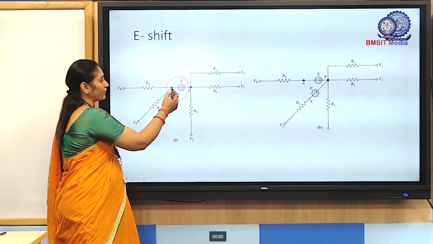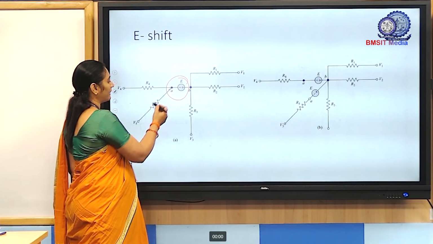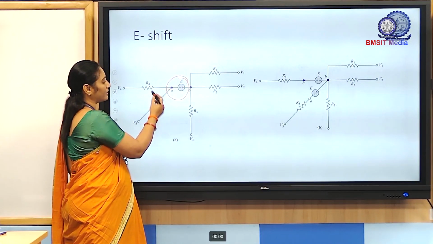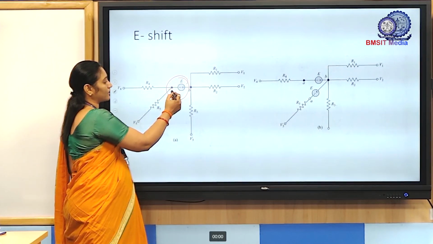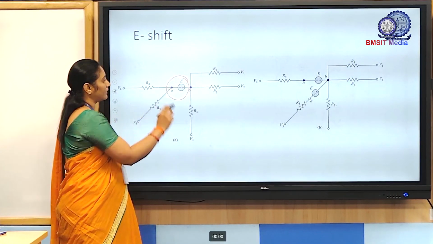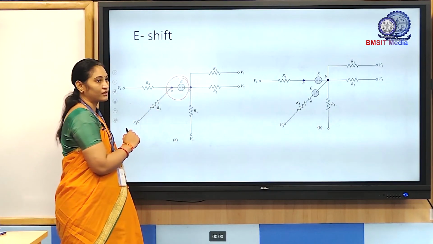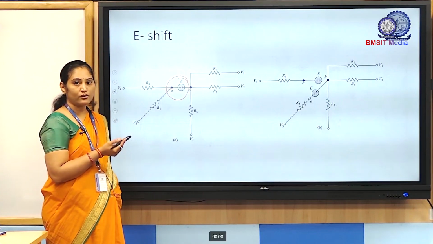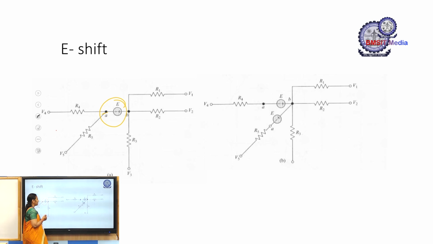The terminals of this source E are connected to two more resistors, but they are in parallel combination. No resistor is connected within the terminals A and B, so this will be considered an ideal source. If we ask you to reduce this network with the source transformation technique, this network cannot be reduced to a smaller network. By applying the E shift, that is the voltage shift, we can reduce this network.